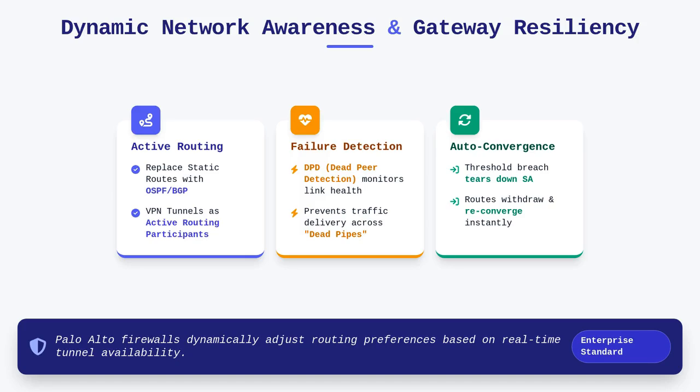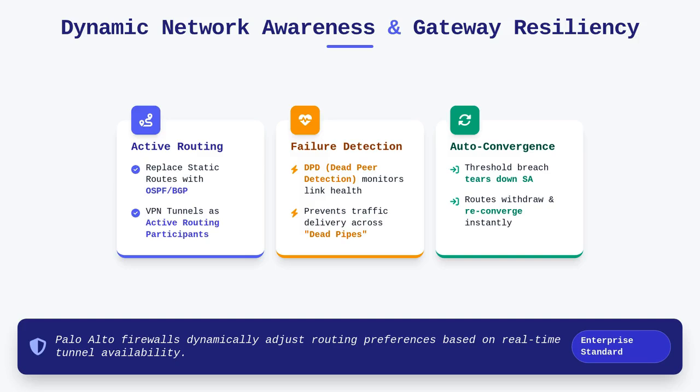To make these gateways truly aware of the underlying network state, we rely heavily on dynamic routing protocols, rather than static routes that often fail to adapt to changing topology. Configuring OSPF or BGP over IPsec tunnels is a standard practice for enterprise engineers, as it transforms the VPN tunnels into active participants in the routing table.